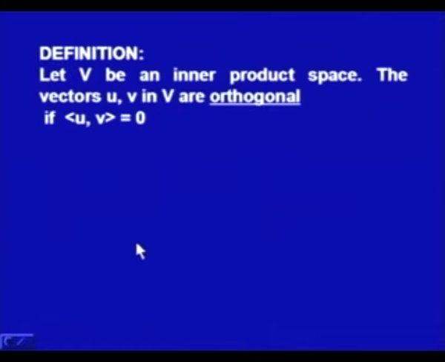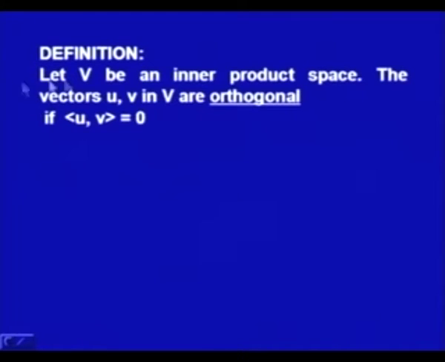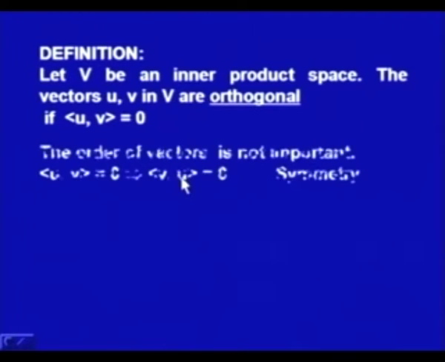Now, we discuss orthogonality of vectors. Let us define it first. Let V be an inner product space. The vectors u and v in V are orthogonal if the inner product of u and v is 0. So, this is the definition for orthogonality of two vectors. Here the order of vectors is not important, because if the inner product of u and v is equal to 0, then the inner product of v and u is also 0 due to symmetry.